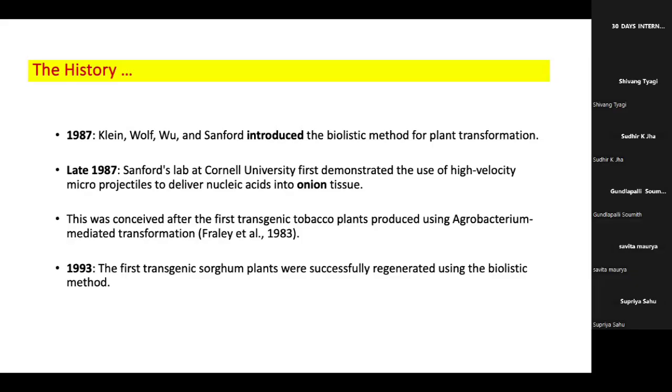And in 1993, the first transgenic sorghum plants were also successfully regenerated using this method.